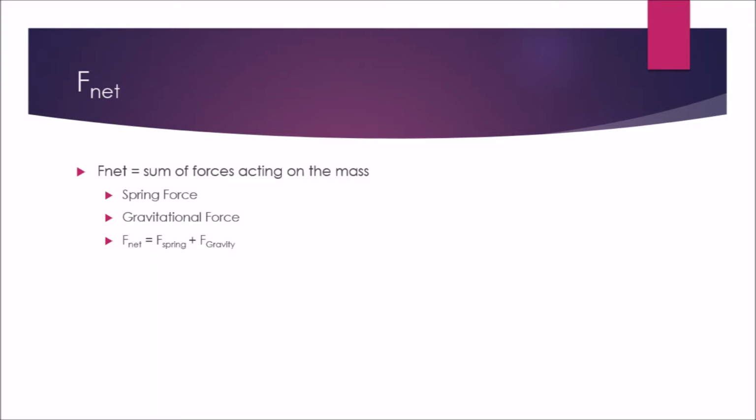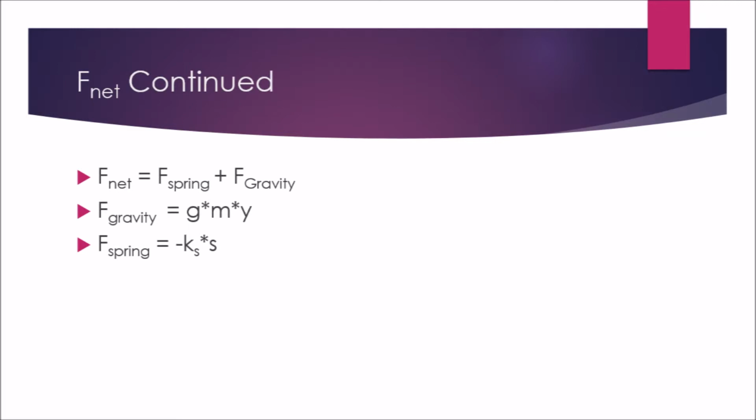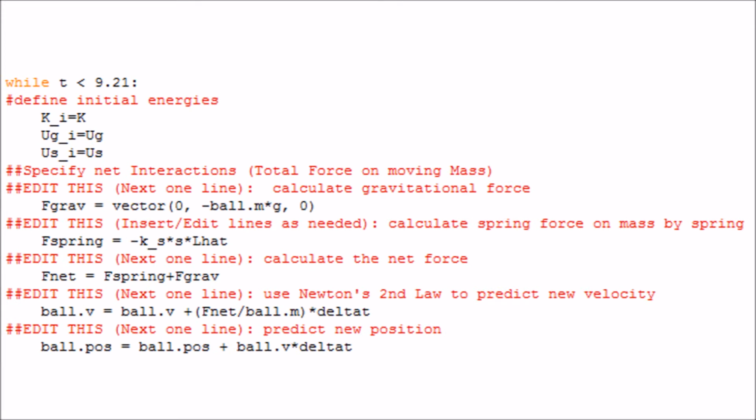In this system, F net was the sum of the force of the spring and the force of gravity. The force of gravity was found by multiplying the gravitational constant by the mass and the y direction, while the spring force was found using Hooke's law, which multiplies the negative spring constant by the stretch or compression of the spring. These were entered into the code, and the resulting net force was used in Newton's second law to predict the updated velocity in ball.v, which was then used to update the position of the ball.